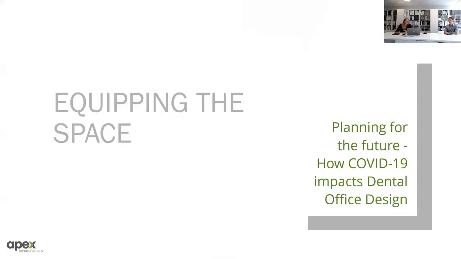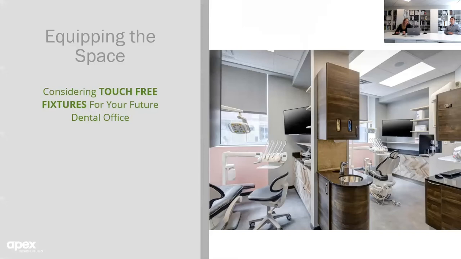And then the next category here is how do we equip a new space post-COVID. So definitely one thing that comes to mind is touch-free fixtures. This is something that you can do in your existing office or plan in your future office: faucets throughout the areas that are touch-free, that are motion-sensored. This can happen, like you see in the image here, at the hand-washing station, but also in all your bathrooms, having fixtures that you don't touch.